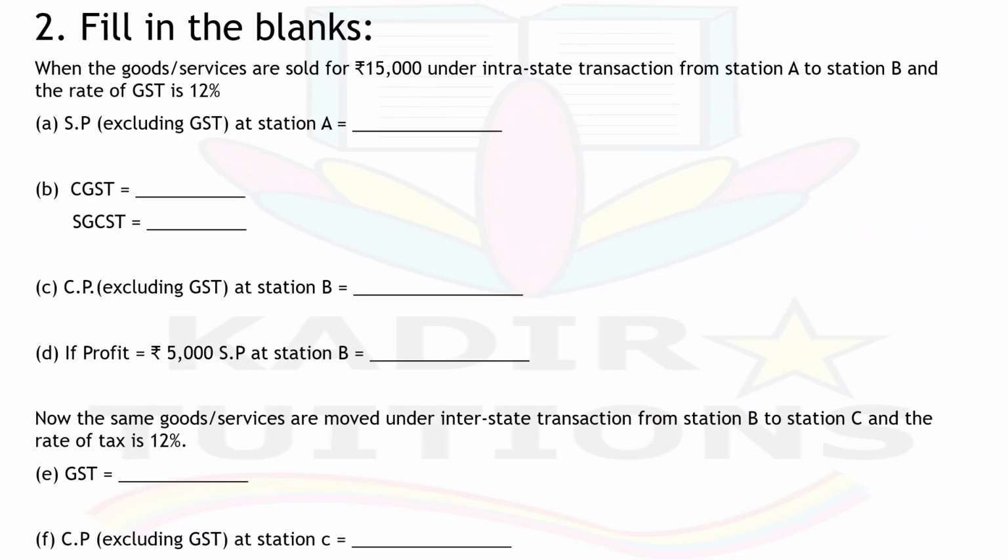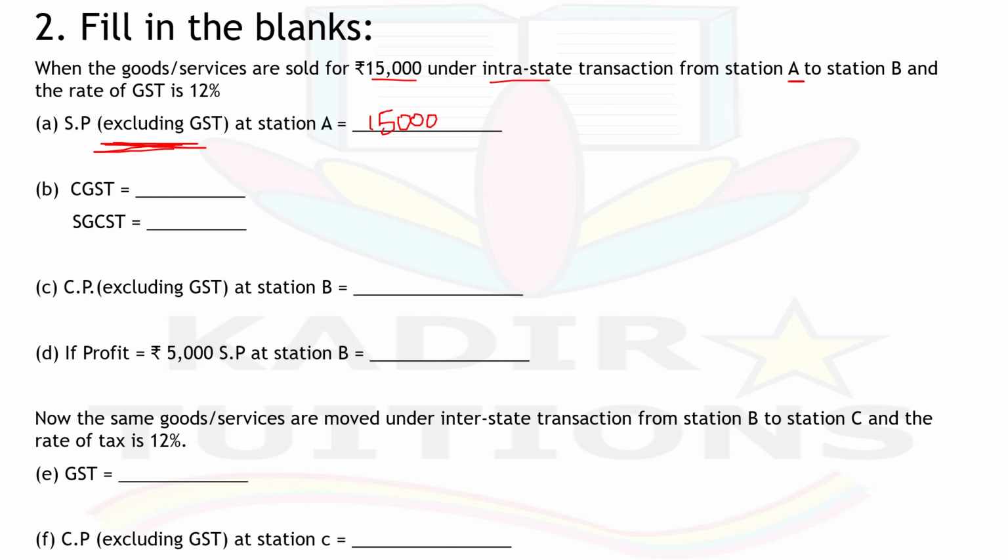When the goods or services are sold for 15,000 under an intrastate transaction from station A to B and the rate of GST is 12%, what is the selling price at station A? Very important, they are not including the GST amount. The selling price at station A is 15,000 only, because person A is going to sell to person B for 15,000 plus the GST he will collect, but in the question you should not include the GST.